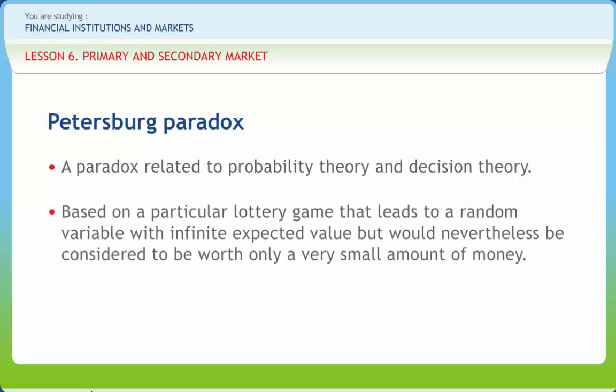It is based on a particular lottery game that leads to a random variable with infinite expected value, that is, infinite expected payoff, but would nevertheless be considered to be worth only a very small amount of money. The paradox can be resolved when the decision model is refined via the notion of marginal utility, and it is one origin of notions of utility functions and of marginal utility, by taking into account the finite resources of the participants, or by noting that one simply cannot buy that which is not sold.